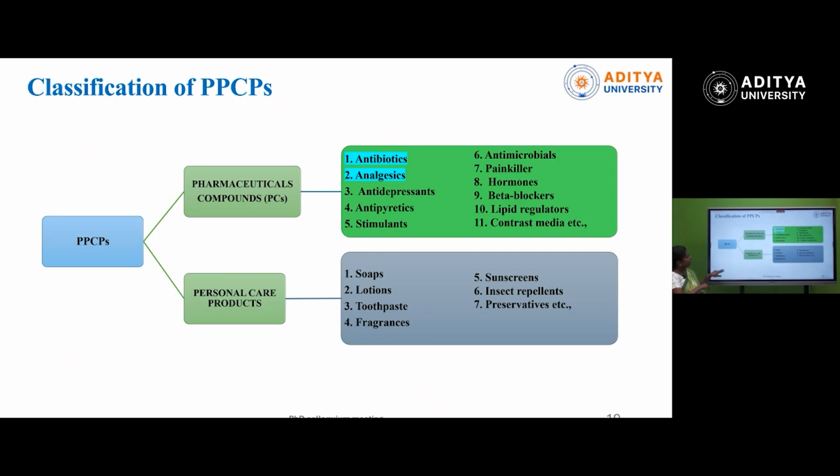PPCPs, as I already said, are pharmaceutical and personal care products. So we'll see the pharmaceutical components in that also. You can see that slide. For pharmaceutical compounds, there are different classes or groups: antibiotics, analgesics, antidepressants, stimulants, painkillers, hormones, and so many others. All of these come under the category of PPCPs.